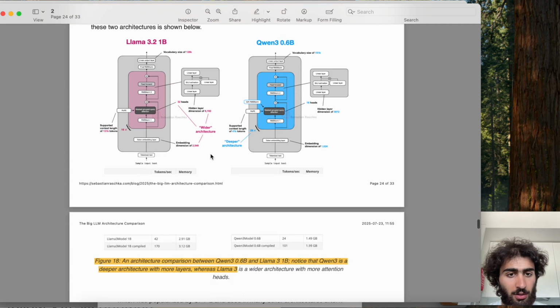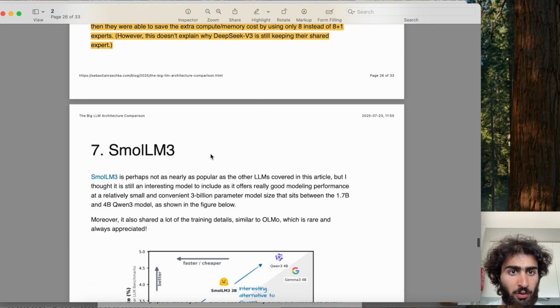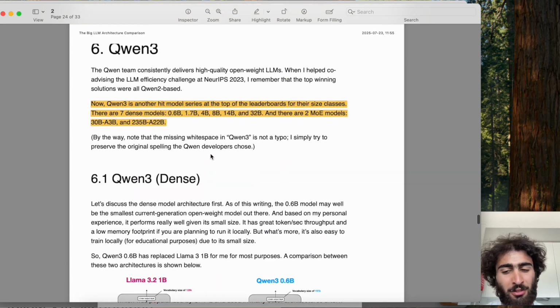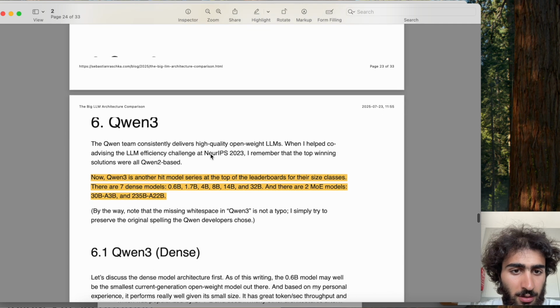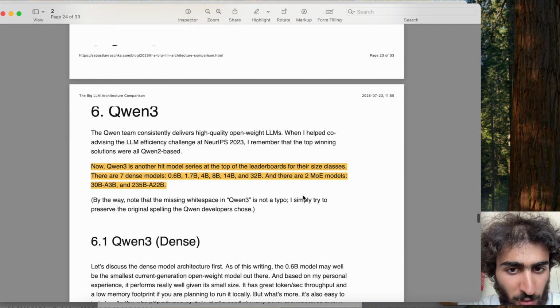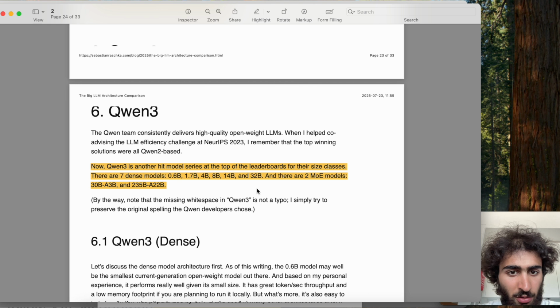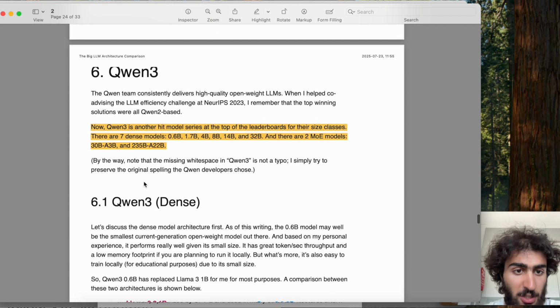And now, let's discuss Qwen 3, which will then lead us into SmolLM3, which is the one I forgot, and then Kimi K2. So there are 7 dense models and 2 mixture of experts models, ranging from 0.6 to 32 billion for dense, and then 30 to 235 billion in the sparse space.